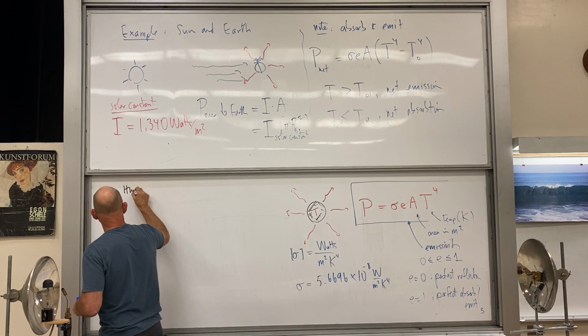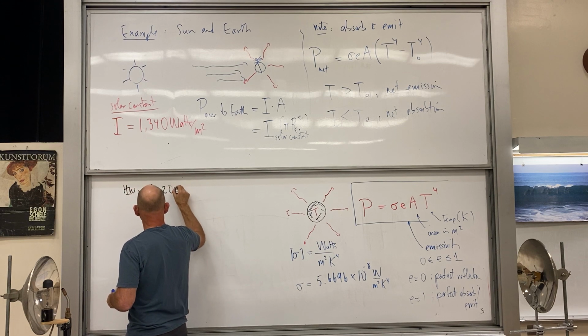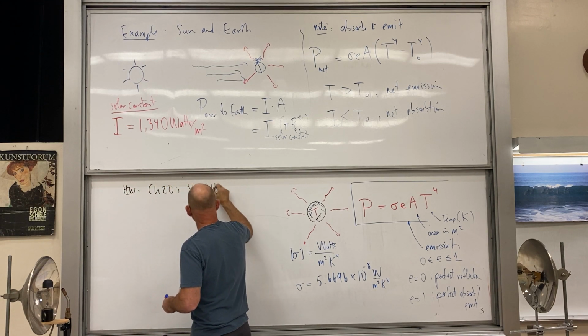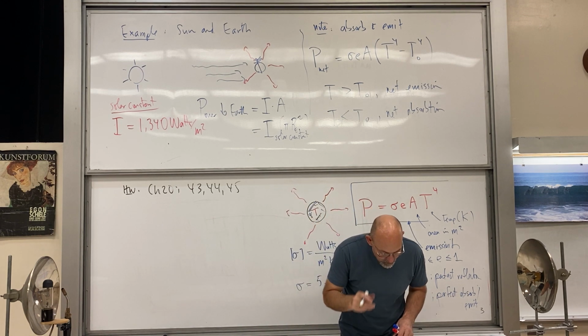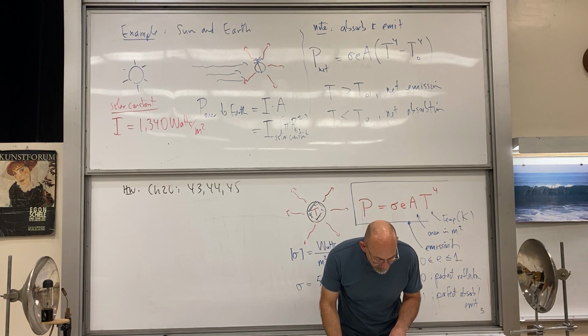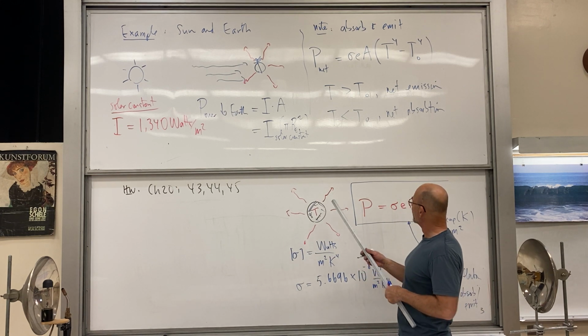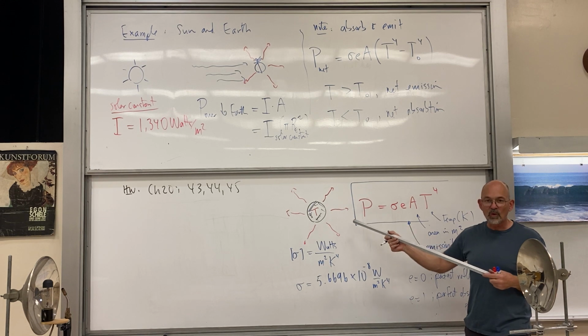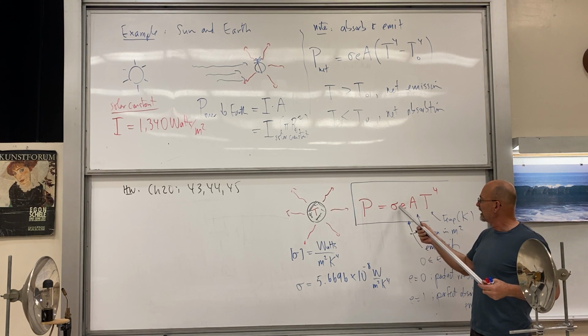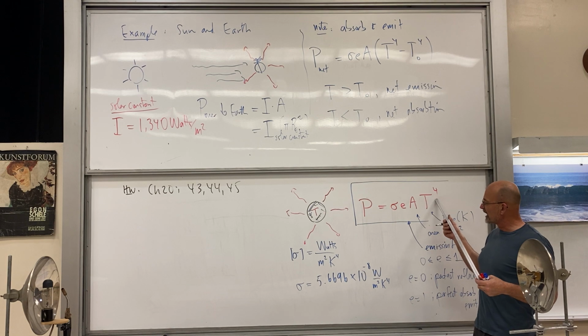But homework, we have chapter 20, 43, 44, and 45. And I'll just say a word or two about each one. 43 is really just a plug it in problem for this formula here, because we're going to assume 1,000 watts of radiation, and we're going to assume a certain temperature. Got to make sure it's converted to Kelvin, and we're just going to solve for the surface area.